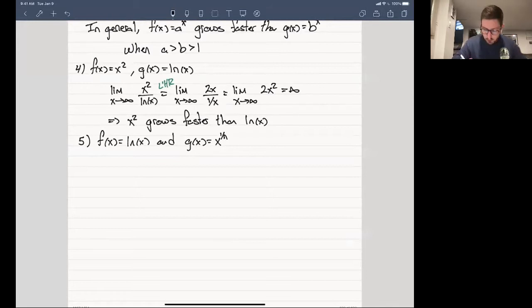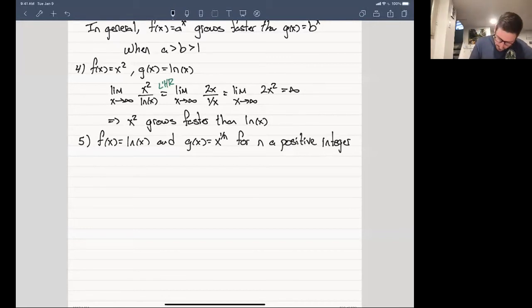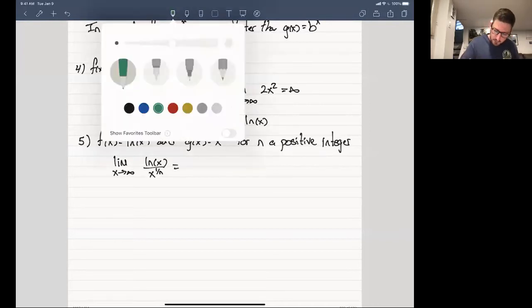I'm going to show you, for n a positive integer, just so it's clear that this is actually the nth root. Well, then the logarithm is still slower than that. How? Okay, let's take a look at the limits here. The natural logarithm of x to the 1 over n. Again, we're going to use L'Hopital's rule.